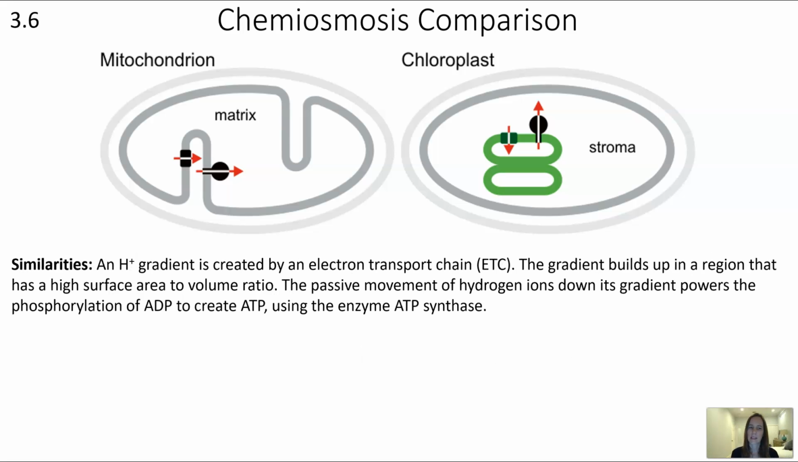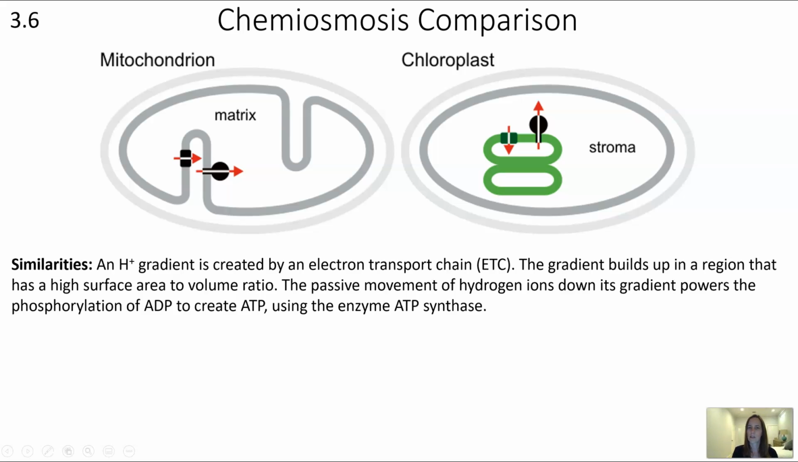So in both cases, in both the mitochondrion and in the chloroplast, we have a hydrogen ion gradient created by an electron transport chain. This gradient builds up in a region that has a high surface area to volume ratio. So it's happening in an area that has a lot of membrane, but a very small enclosed space within that membrane. In both of these cases, we have a passive movement of hydrogen ions down their gradient, which powers the production of ATP. It powers the phosphorylation of ADP to create ATP. And in both cases, we're using the enzyme ATP synthase.